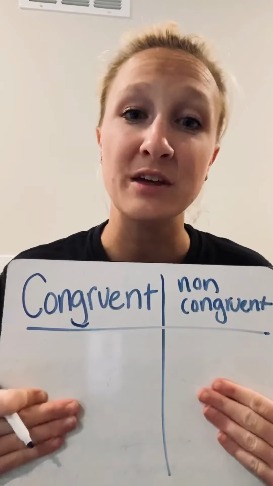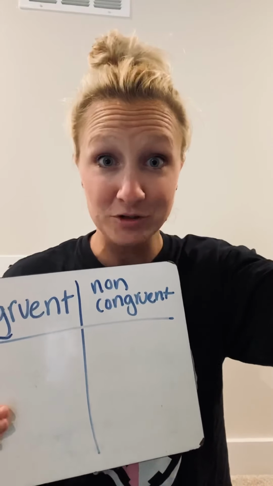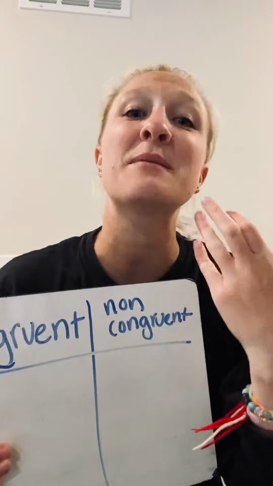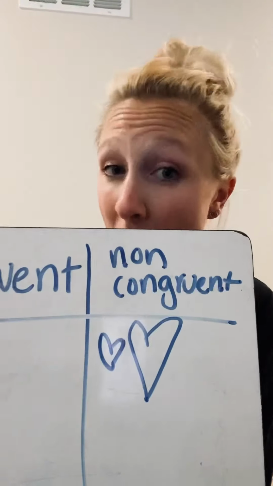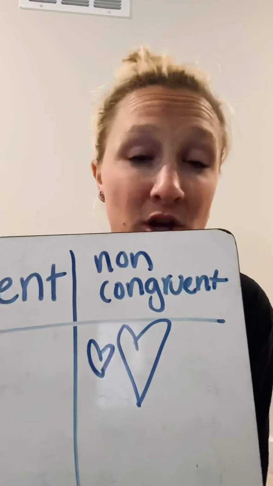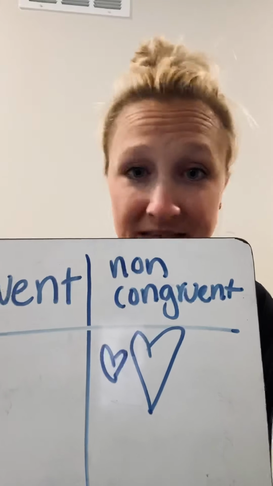In order to do this, I can't just see one shape and say, oh, look at that congruent triangle. No, there has to be a pair, because you need to be able to compare them to each other. So let me do one example. These shapes are non-congruent. They are the same shape, but they are not the same size.